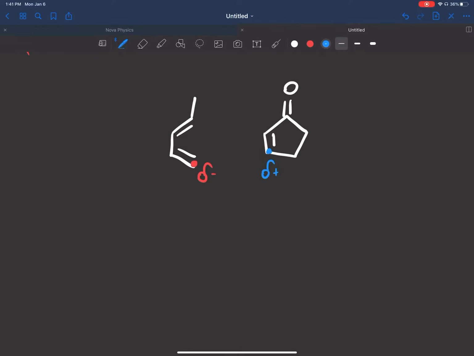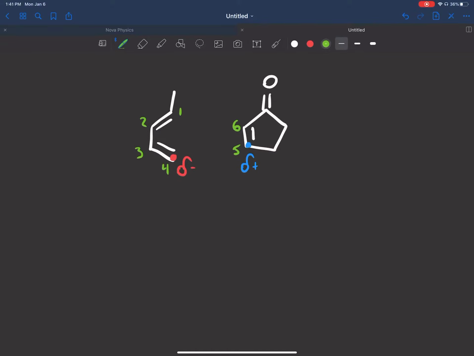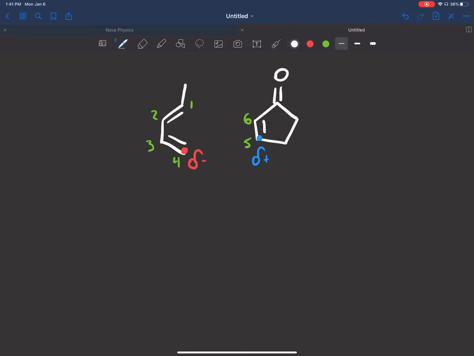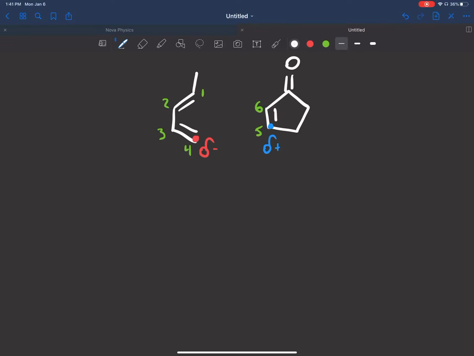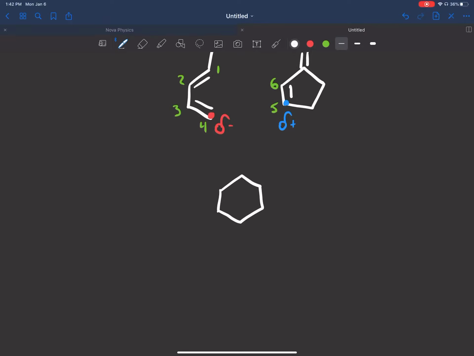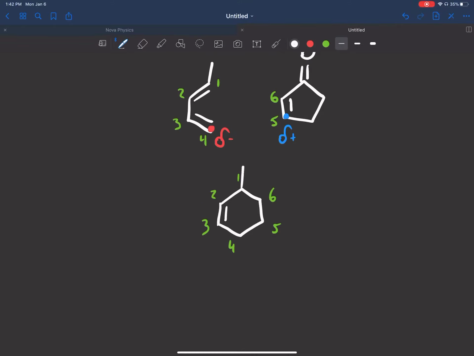Alright? So before we go any further, let's number our structure. 1, 2, 3, 4, 5, 6. I'm not going to number the rest of it. I just prefer to number only the carbons that are going to be part of the Diels-Alder ring itself. Alright? So let's draw our 6-membered ring. 1, 2, 3, 4, 5, 6. We know the double bond is going to form between 2 and 3. Carbon 1 had a methyl.